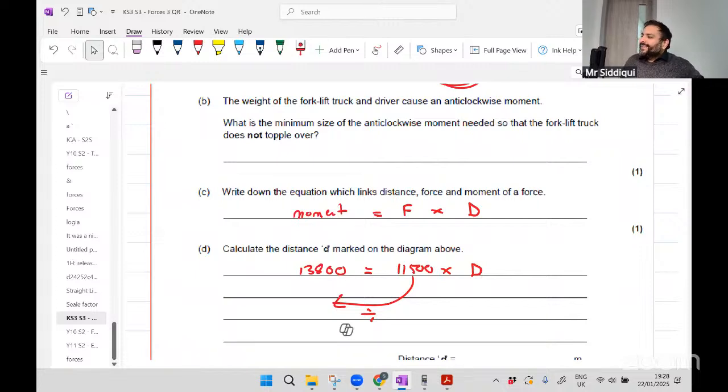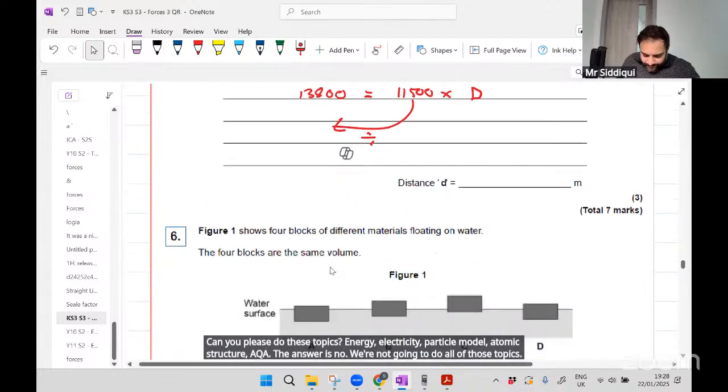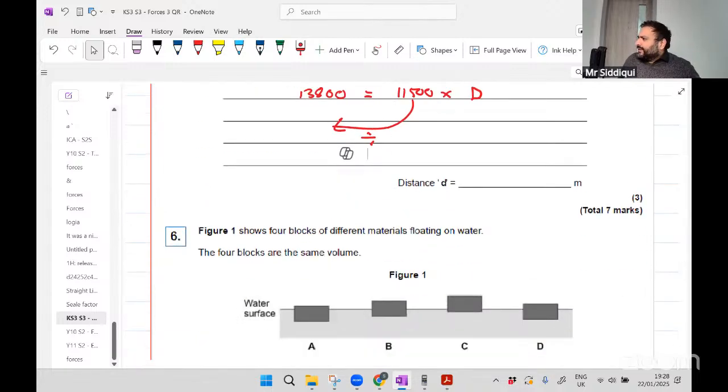Can you please do these topics? Energy, electricity, particle model, matter, atomic structure, AQA. The answer is no, we're not going to do all of those topics. In answer to any other questions, I mean, I can recap some of them.